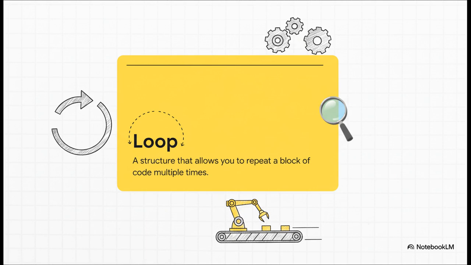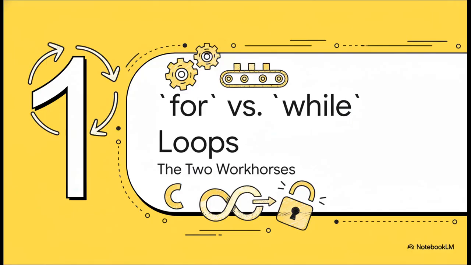A loop is simply a way to tell your program, hey, see this block of code? I need you to do it over and over again. It's literally the difference between doing a task by hand and building a machine to do it for you. So how do we build this automation machine? Well, in Python, we've got two main tools for the job. Two real workhorses of iteration, the for loop and the while loop. So let's dive in and break them down.